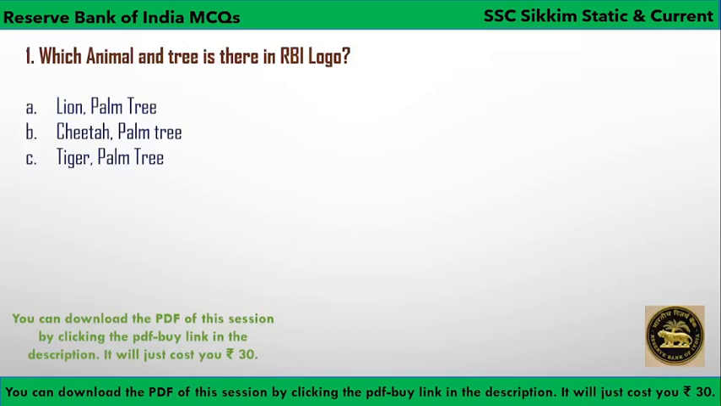The first question is, which animal and tree is there in the RBI logo? So in the RBI logo, which animal and which tree is shown? The options are, is it A, lion is the animal and it's palm tree? Is it B, cheetah is the animal and it's palm tree? Or is it C, tiger is the animal and palm tree? The correct answer to this question is C. Tiger is the animal and palm is the tree.